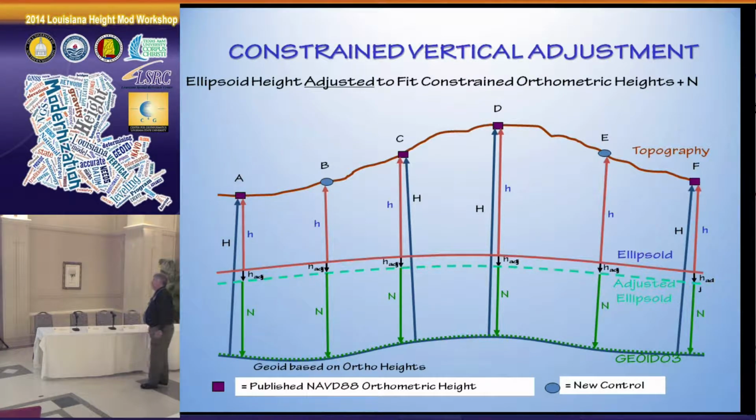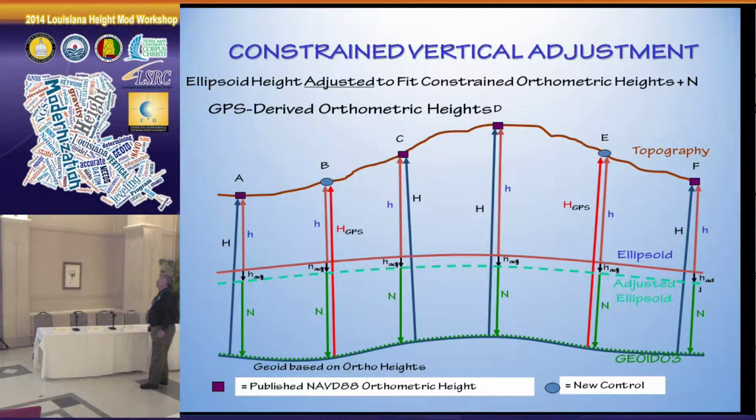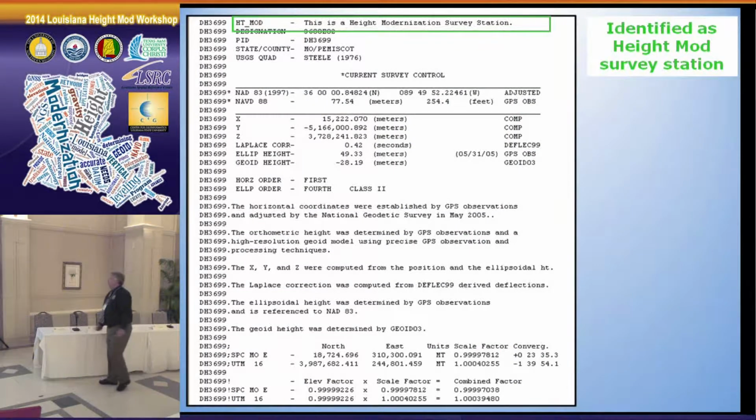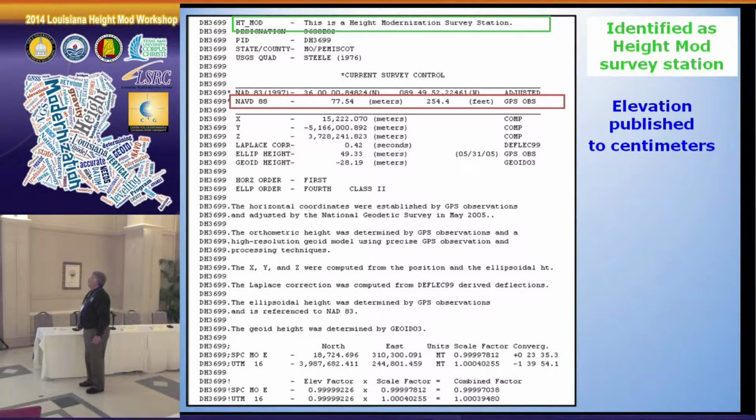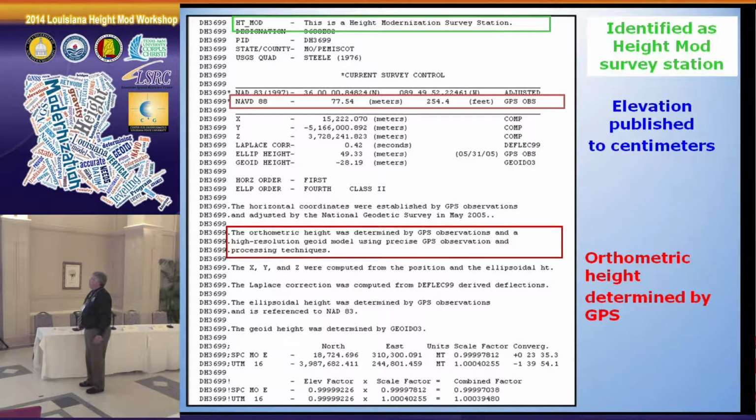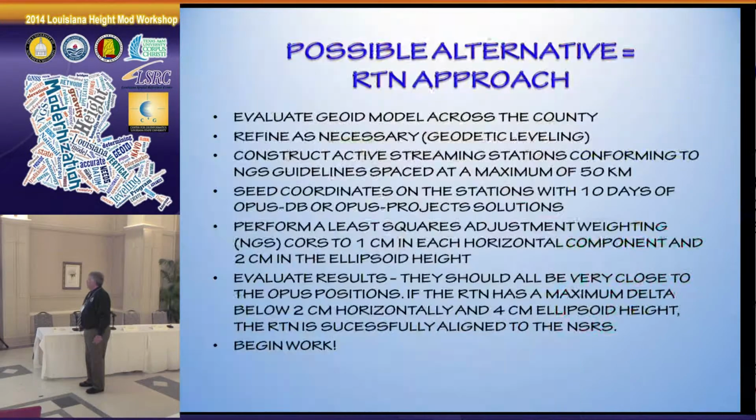That's how they do it. And this is what you get. You get a mark that says it's identified as a HTMOD station. You get a GPS OBS as the adjusted to the nearest centimeter. You get a statement about it, how it was derived by GPS and a geoid model.